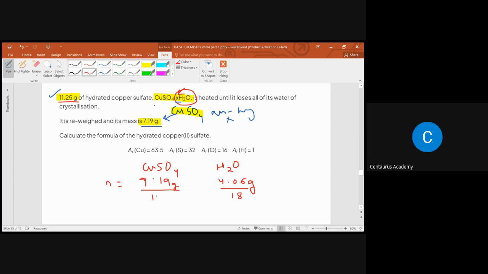It is 159.5. So this is the molar mass of copper sulfate. Can you also divide this to tell me the number of moles? 7.19 divided by 159.5. Oh no, sorry, I did it for H2O. For H2O it is 0.2256, or 0.226.